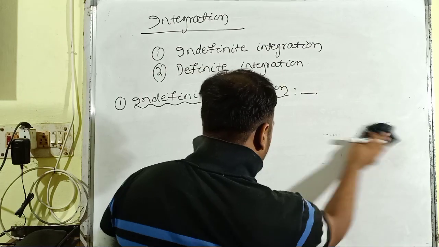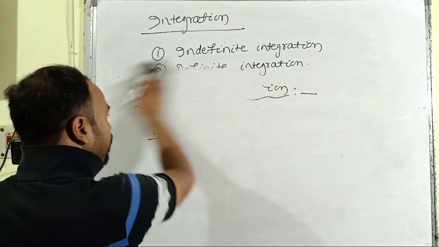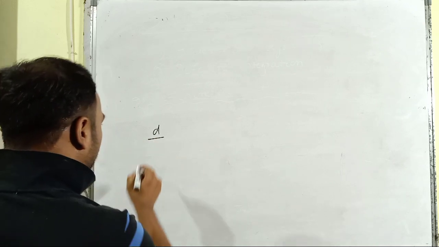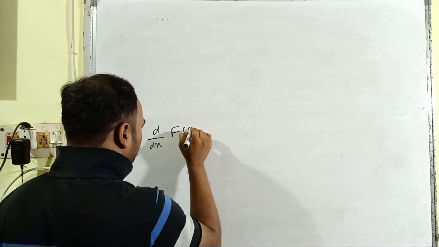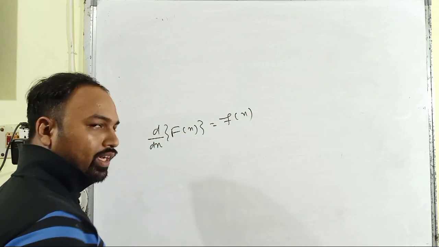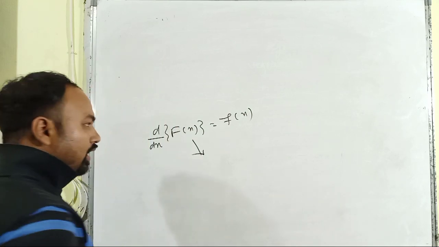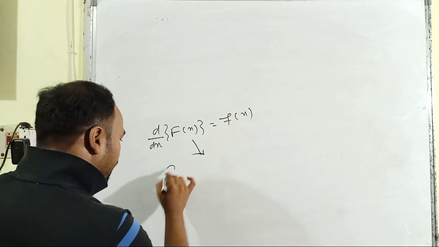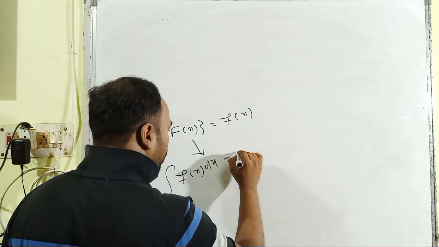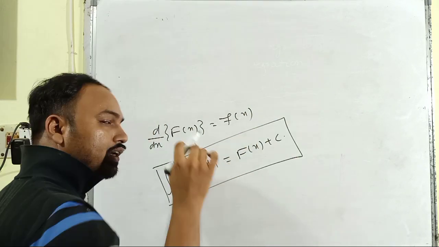So we are arriving at the conclusion. This is the final answer, or you can save it in your memory. This is the final conclusion. This is the derivative of capital F of x. If the derivative of capital F of x is equal to small f of x, then the process of integration tells us that whenever we are reversing this process of differentiation, we get the integral of small f of x with respect to x, and it is equal to capital F of x plus c, due to the indefinite integration.